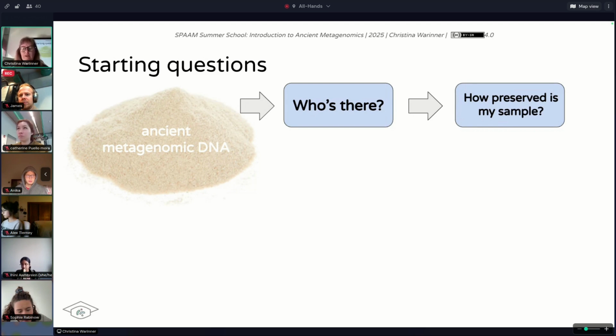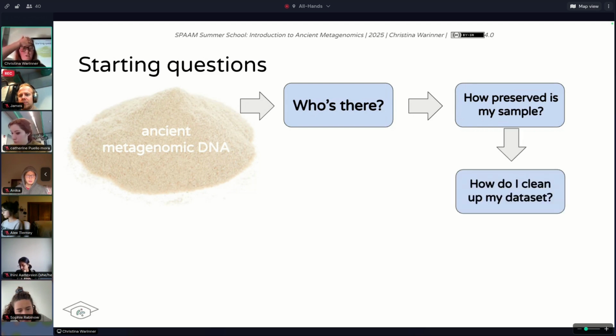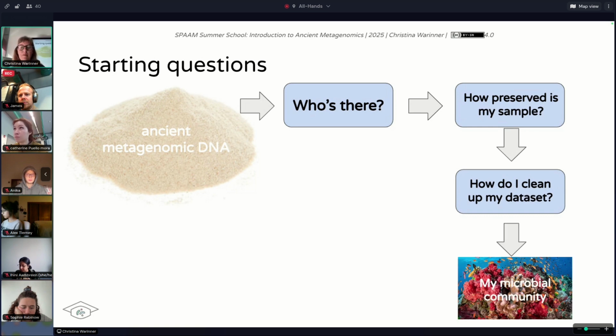decomposition bacteria and necrobiome? Then once you've determined the degree to which it's preserved, you want to clean up that data set. You want to remove the obvious contaminants and the modern DNA to try to get something as close as you can to that ancient microbiome, that microbial community, and then reconstruct your beautiful microbial community from the past that you're interested in.